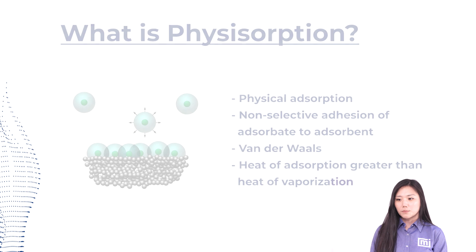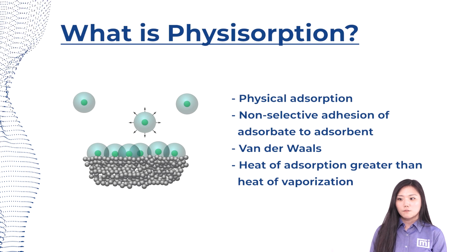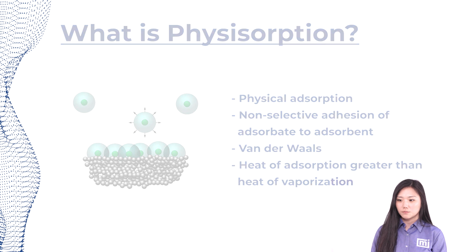Today we'll go over some basics of physisorption theory. So what is physisorption? Physisorption is short for physical adsorption, and it is non-selective adhesion of gas molecules, the adsorbate, to a sample, the adsorbent. It is driven by the van der Waals forces, and it happens when the heat of adsorption is greater than the heat of vaporization.